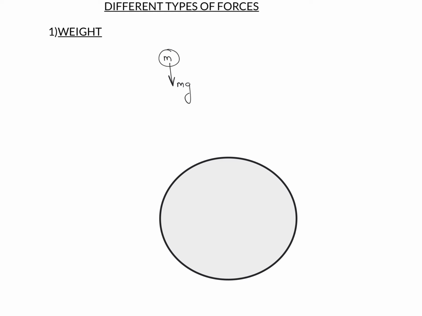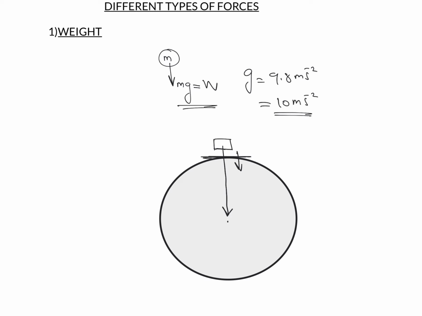If you consider Earth as a spherical object and keep an object near the surface of Earth, this gravitational force acts towards the center of Earth. But when we are on the surface of Earth, we feel that this force is acting perpendicular to the surface and downward. So we'll take its magnitude as mg, where the value of g we take as 9.8 meter per second square, or for calculation purposes we can take it as 10 meter per second square, and the direction is always vertically downward, and it is represented by capital letter W.